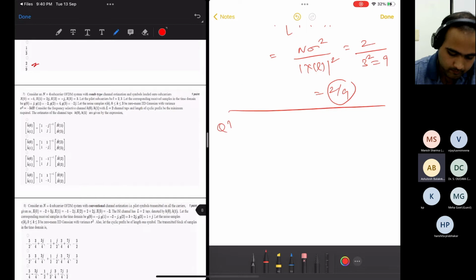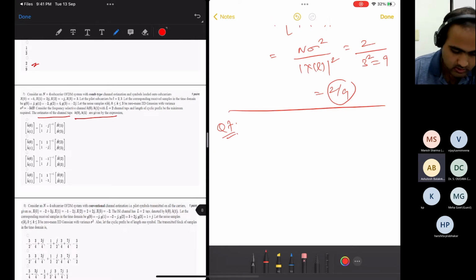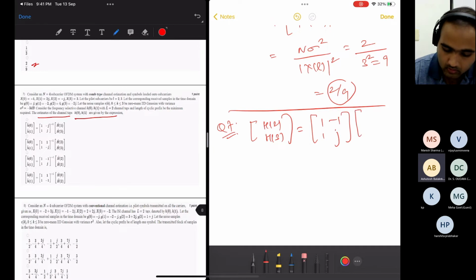Question 7. In this question, it has asked the estimate of channel taps H0 and H1, how they are given. So just remember the 4 equations which were there, right? If you just use those 4 equations, we have H2, H3, and this will be 1 minus 1, 1 j, H0, H1.